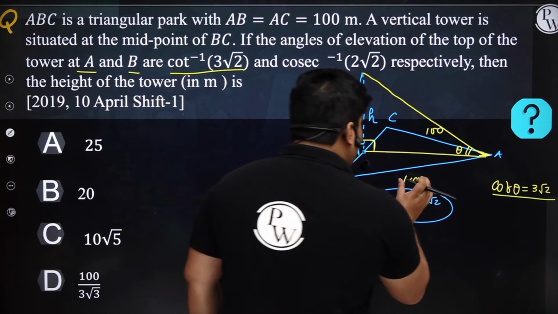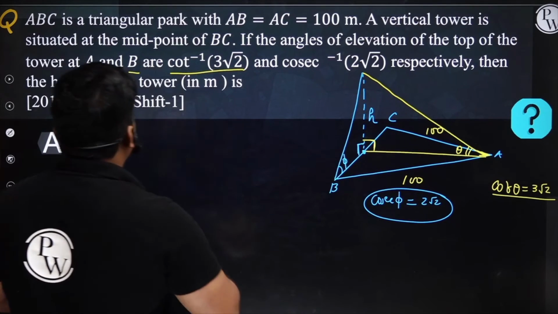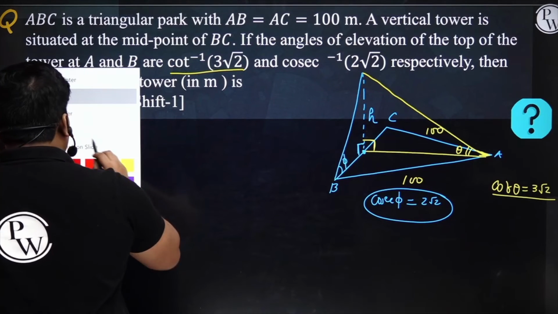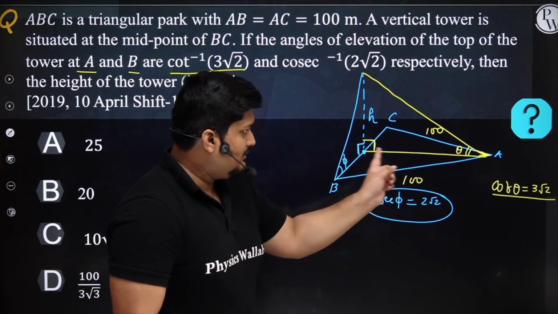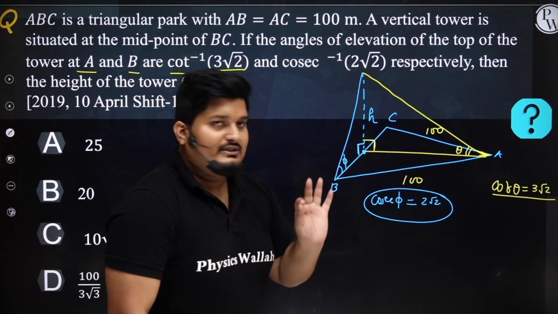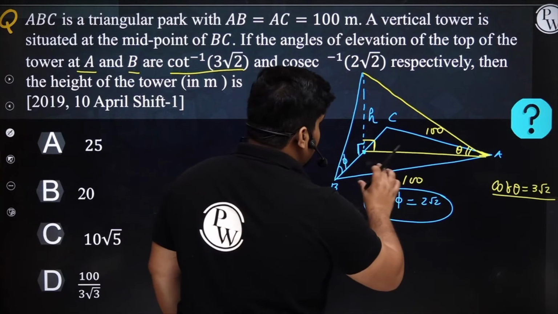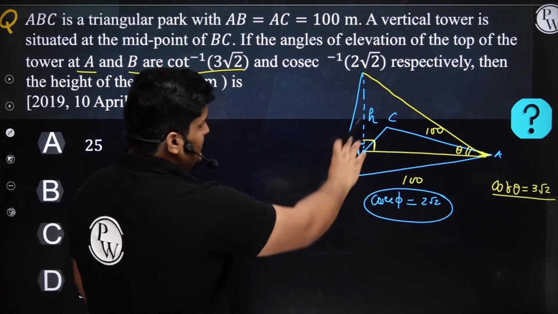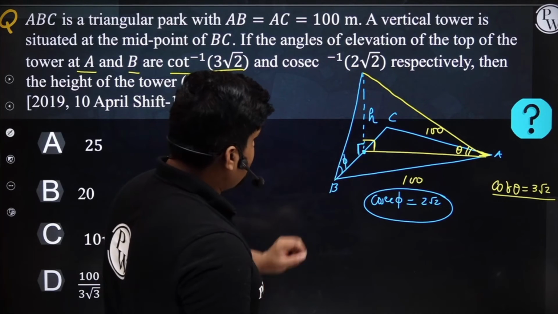So we have this 100 length given. This is 100. So how can we utilize this information? AB and AC are equal, right? AB and AC are equal. So how can we utilize this information, guys? See, let's say this length here is h. So this is BC by 2 here.